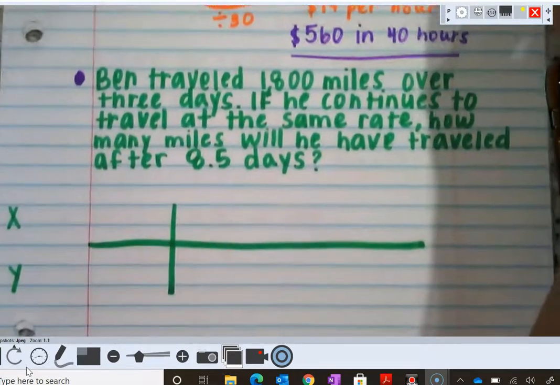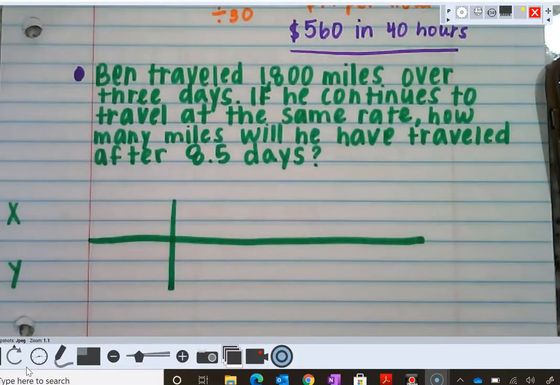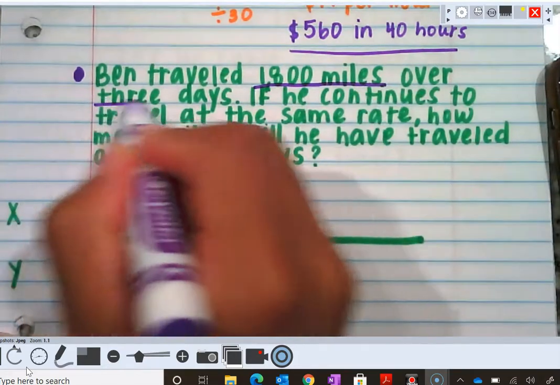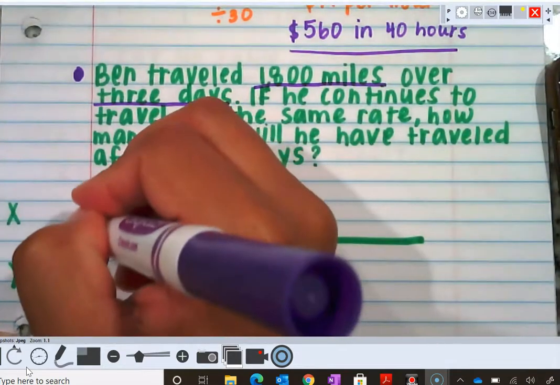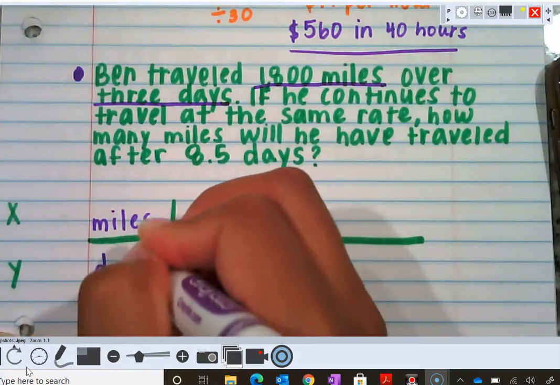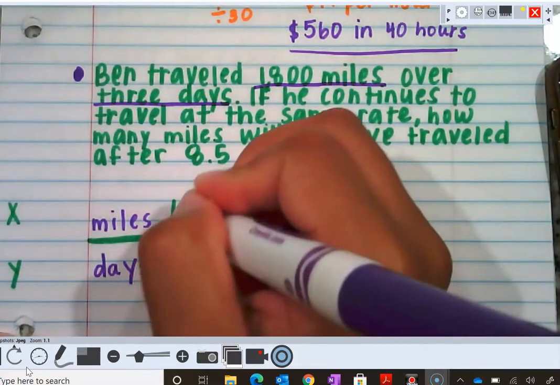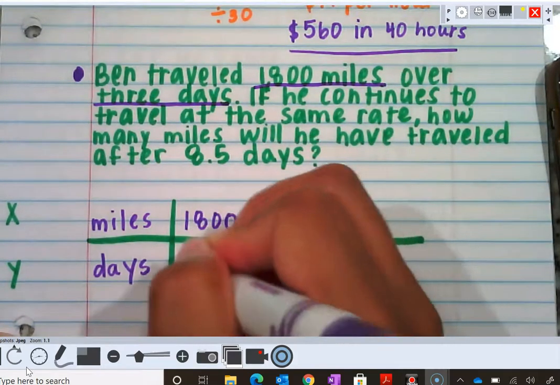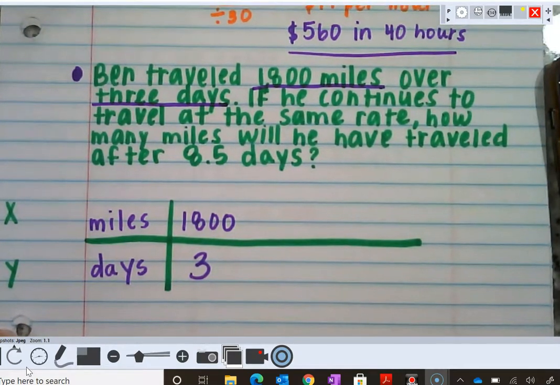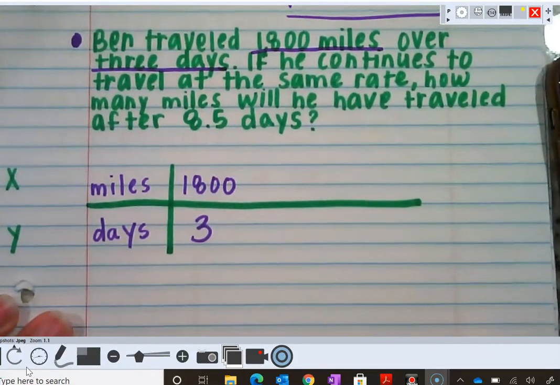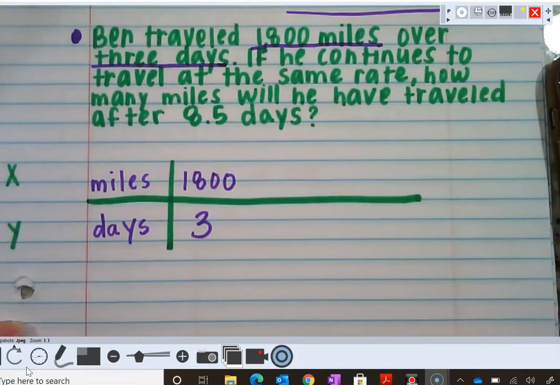So Ben traveled 18,000 miles over 3 days. Got my units, miles, days. So I'm going to go ahead and write that in my table. Miles, days. And it says that Ben traveled 1,800 miles in 3 days. So if he continues to travel at the same rate, how many miles will he have traveled after 8.5 days?